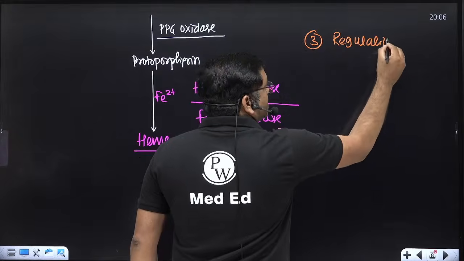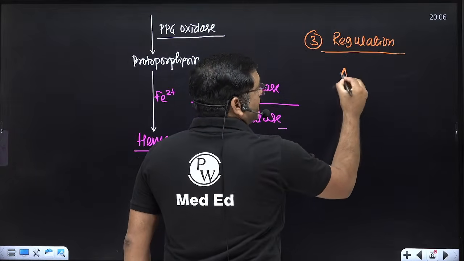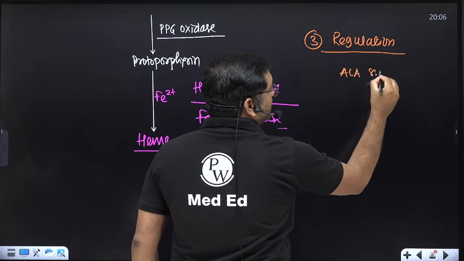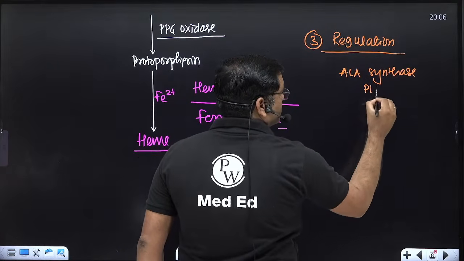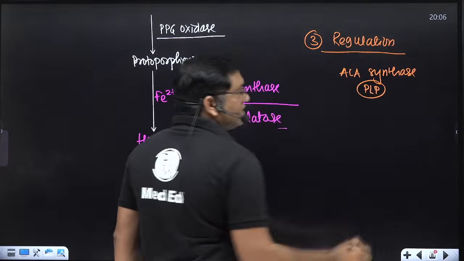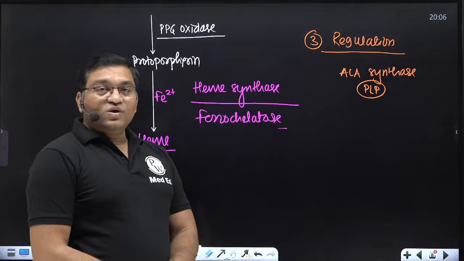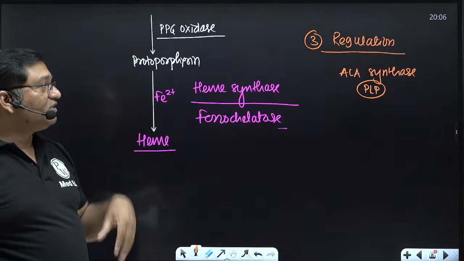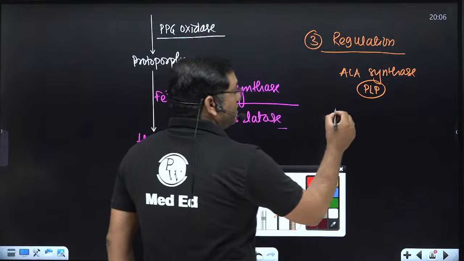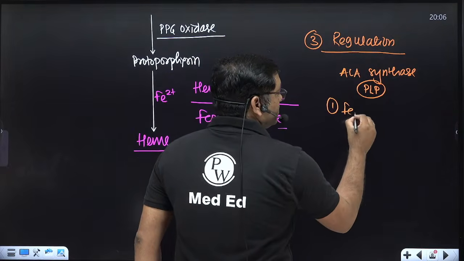ALA synthase, that is delta aminolevulinic acid synthase, is the important rate limiting step. The first step is the regulatory step, which requires pyridoxal phosphate as coenzyme. Now, how is it regulated? It is under feedback inhibition. Heme inhibits the ALA synthase. So first is the feedback inhibition.